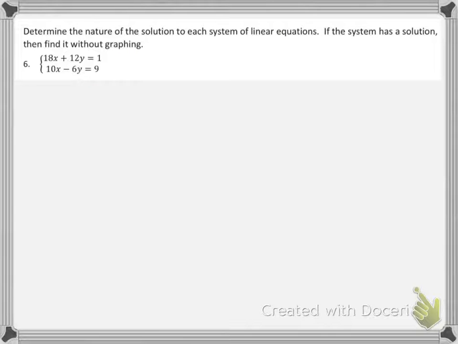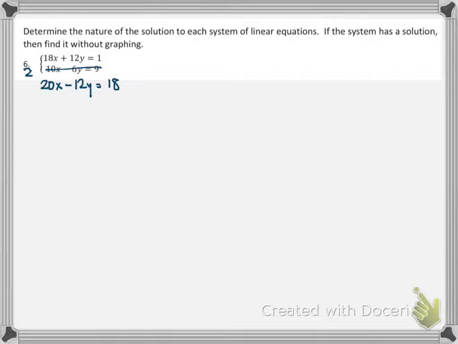Number 6. Now we have to find the answers to the system, the solution to the system, or simultaneous equations. So this is standard form, so I'm going to eliminate. I'm just going to multiply this bottom equation by 2. So everything on the bottom equation I'm going to multiply by 2. That gives me 20x. 2 times negative 6 is a negative 12y. And 2 times 9 is 18.